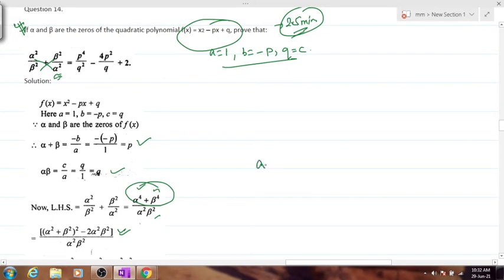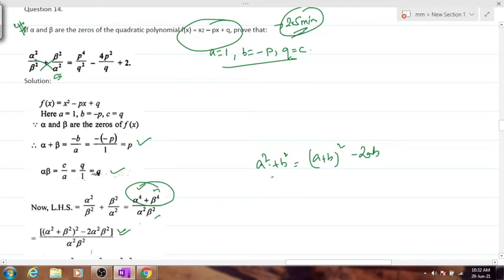It's just the same formula as a square plus b square. It's just that we are using a square as a and b square as b. Check. What was the formula? I'm showing it to you in short. Alpha plus beta whole square minus 2ab. Yes, this was the formula for a square plus b square.